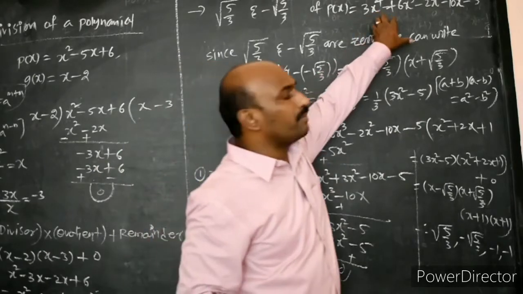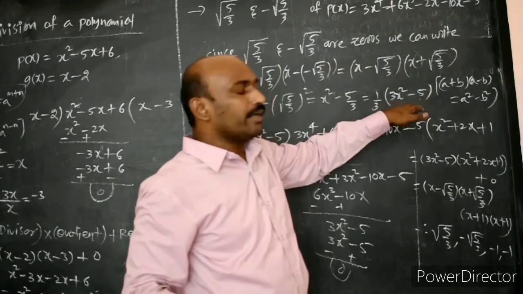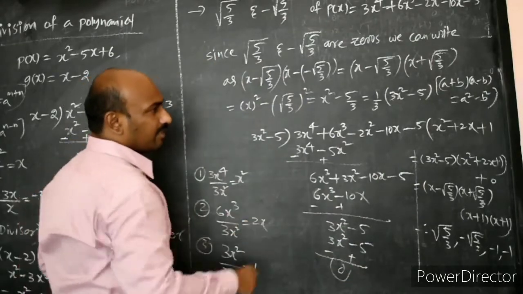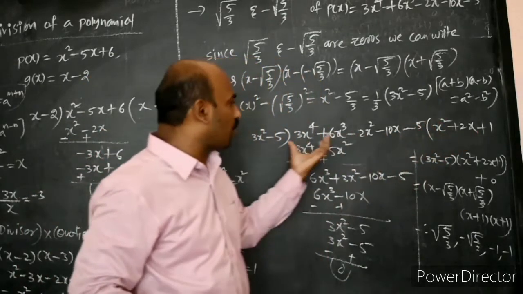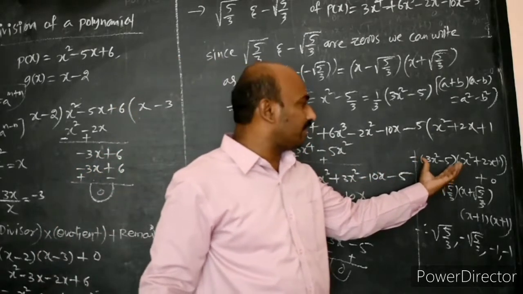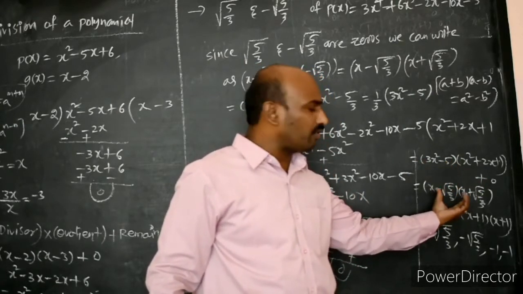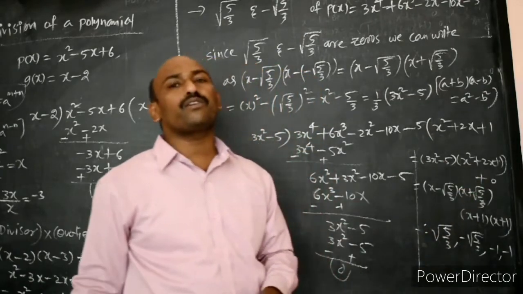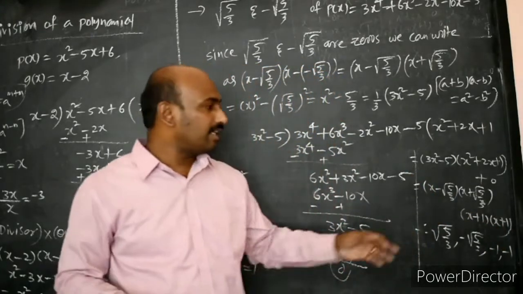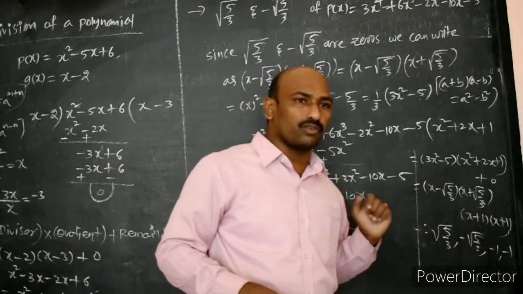Now divide this polynomial by this one, because this is a factor. Whenever you divide with this polynomial, you will get a remainder of 0 and the quotient. Like this, if you do the same process, then you will get x square plus 2x plus 1 as the quotient and remainder is 0. Then again we will verify the division algorithm: divisor into quotient plus remainder. Divisor we can factorize into x minus root 5 by 3 into x plus root 5 by 3, and whenever you factorize the quotient, you will get x plus 1 into x plus 1. Therefore we can conclude that root 5 by 3, minus root 5 by 3, minus 1 are the zeros.